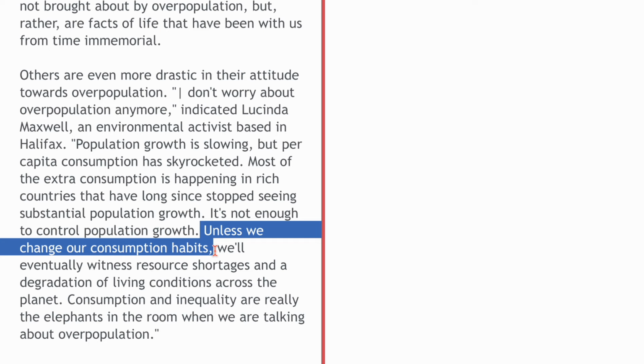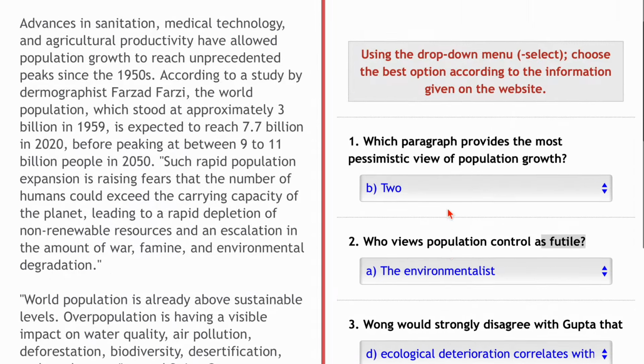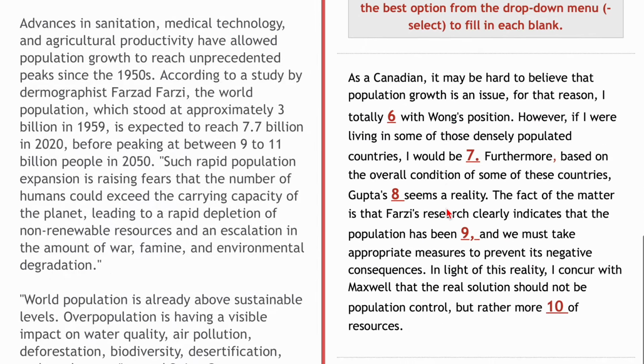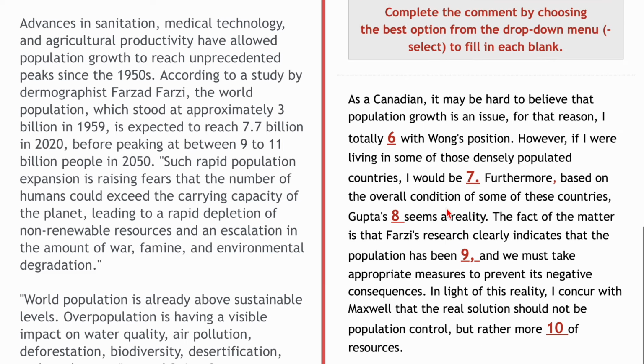Okay. All right. So looks like we got those questions from 1 to 5. Now let's get to the comment, the extra view. We need to read sentence by sentence here. As a Canadian, it may be hard to believe that population growth is an issue. That's true.